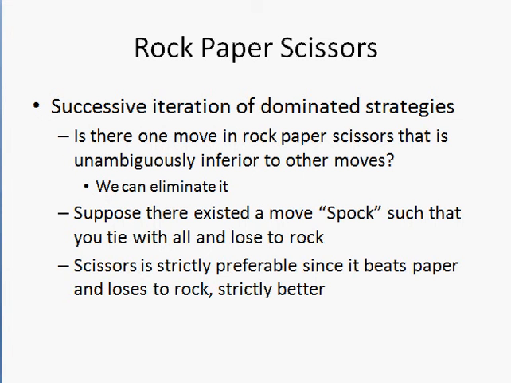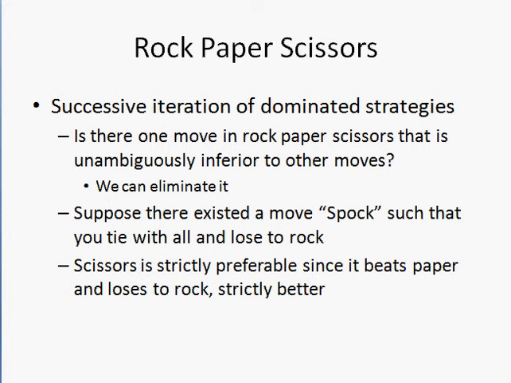Successive iteration of dominated strategies is one method we can use to solve games. The basic principle behind this solution method is to find moves available to either player that make the player strictly worse off than some other move by choosing them, conditional on what choices are available for the other player.